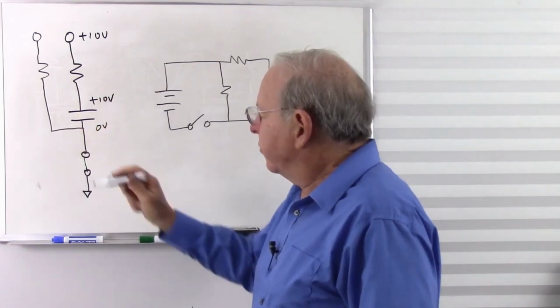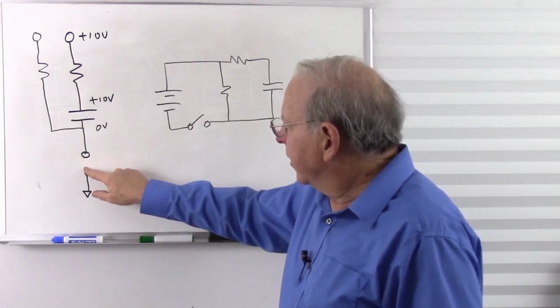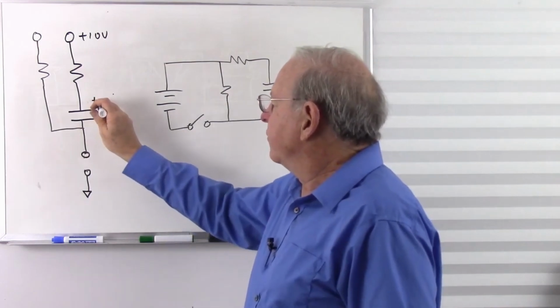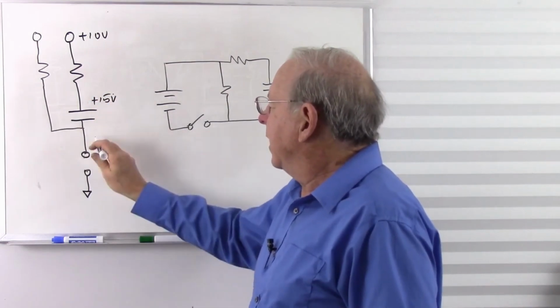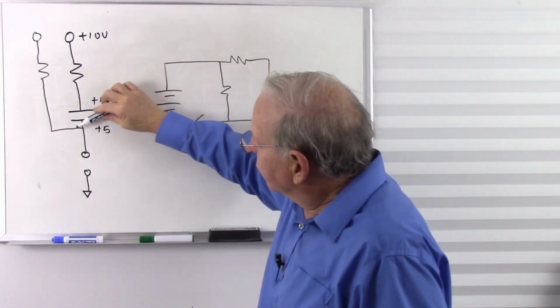Now when I open the switch, what's going to happen? This is going to suddenly jump up to plus 15 volts. That's going to jump up to plus 5. This is going to slowly drop down. This is going to discharge. Now, how's it going to discharge?